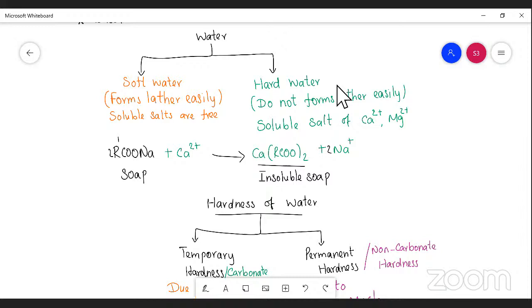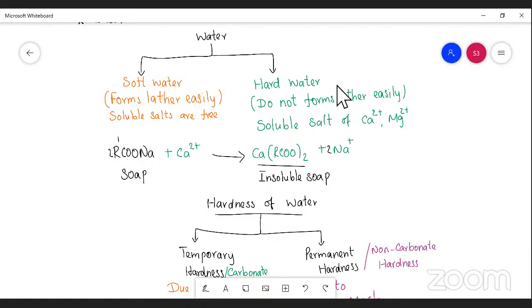So permanent hardness is otherwise known as non-carbonate hardness. And temporary hardness is carbonate hardness. And now jump into the next question.